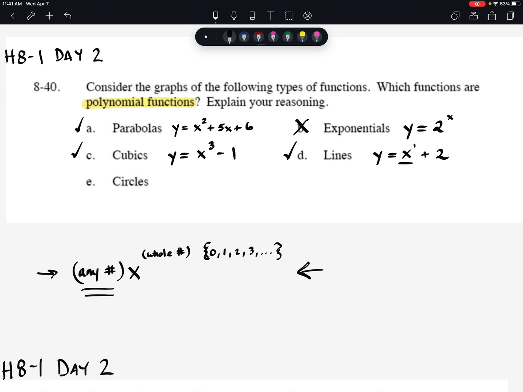And then circles. Well, I'm going to tell you right now, circles aren't even functions, are they? Right? Because if I took a circle and did my vertical line test, I have one input that has 2 different outputs. Therefore, it is not even a function. So we cannot do circles as polynomial functions. So in this case here, no, circles do not work. So the 3 that we can write would be A, parabolas, C, cubics, and D, lines.